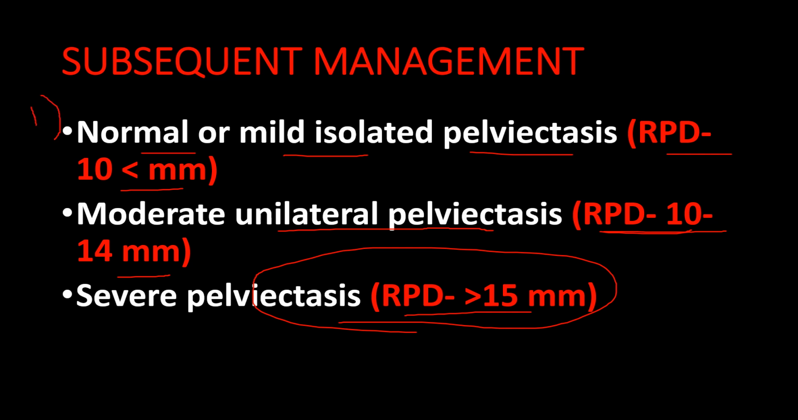So one is a mild isolated pelvic ectasis, RPD less than 10 mm. They need no prophylactic antibiotic. Repeat scan after 6 months. Number 2, moderate unilateral pelvic ectasis, RPD 10 to 14 mm. In that case, yes, you should arrange for the MAG3, and prophylaxis you should continue. And in the case of severe, urgent arrangement of MAG3, and definitely you will discuss with the pediatric urologist and continue antibiotic prophylaxis.